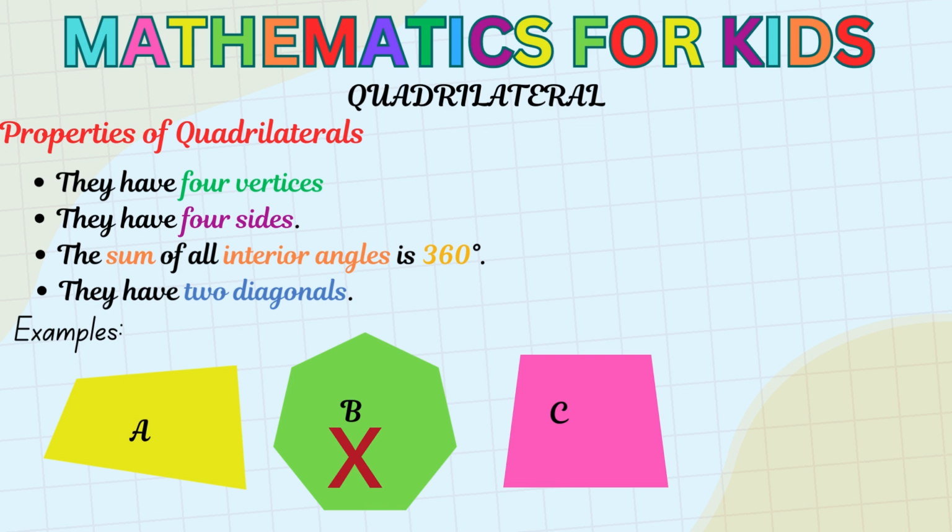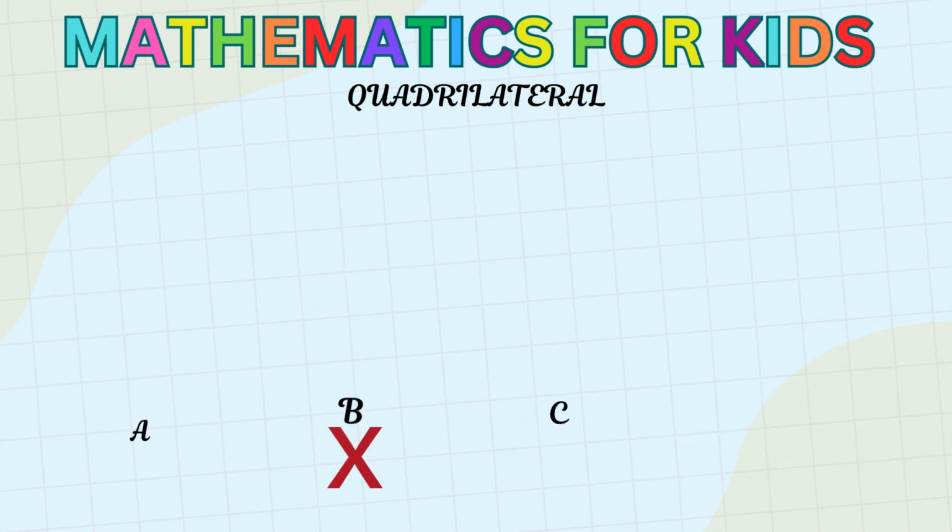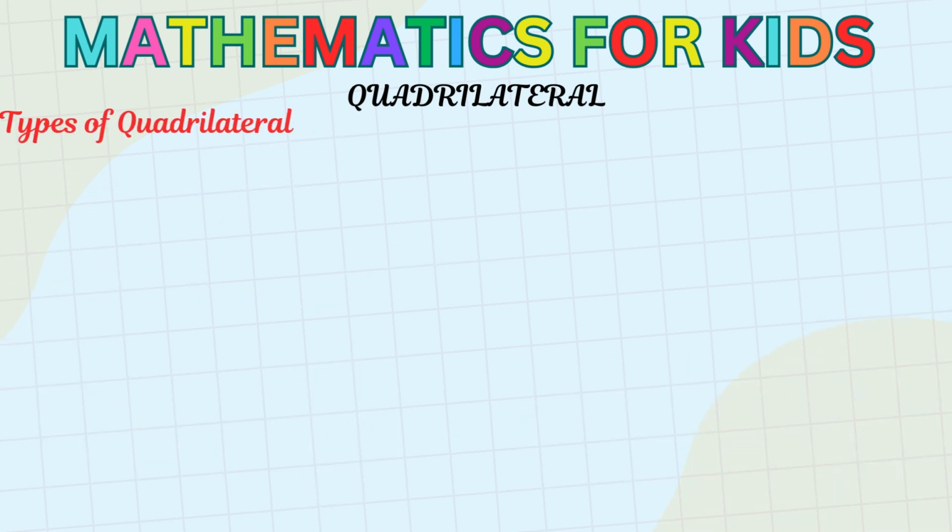Shape C. Is shape C a quadrilateral? For sure it is a quadrilateral. Shape C has 4 vertices, 4 sides, and 4 angles, and we can join the opposite vertices to get the 2 diagonals. Now, what are the types of the quadrilateral?